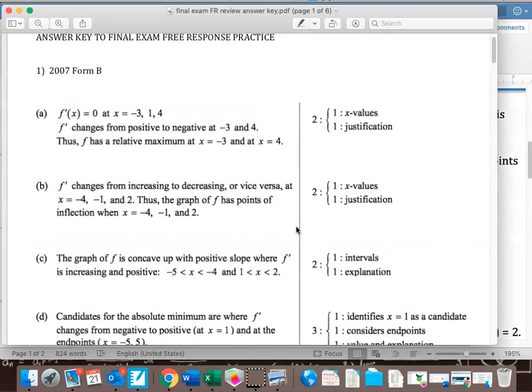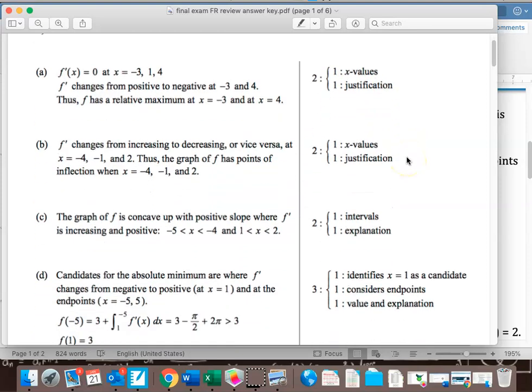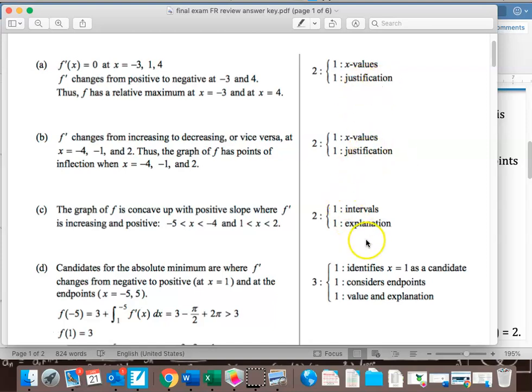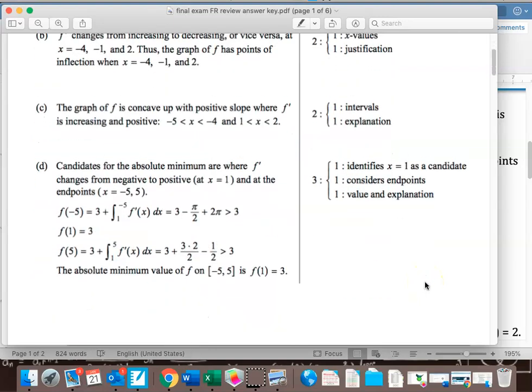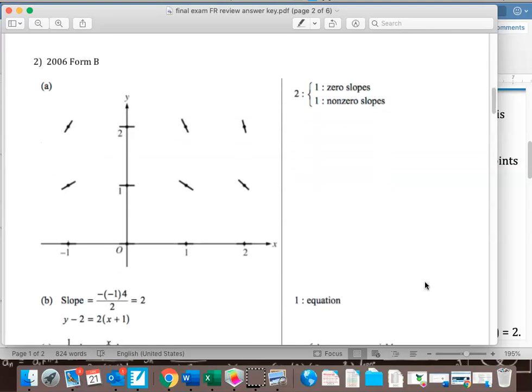Okay. Oh, you know what? Did you look at this? For 2007, they required all this justification even though they didn't ask for it. So look at that. You had to write all your because statements even though they didn't ask you for it. Justification, explanation. Yeah, so tough luck for you. Okay, so now we're going to 2006. Check your slope field. Tell me if you have any issues or questions.